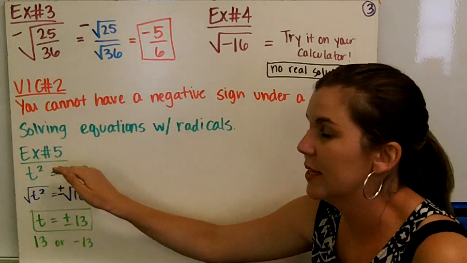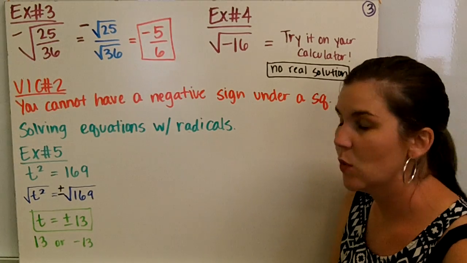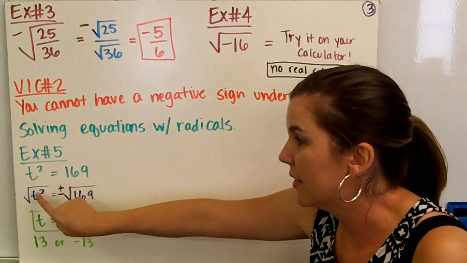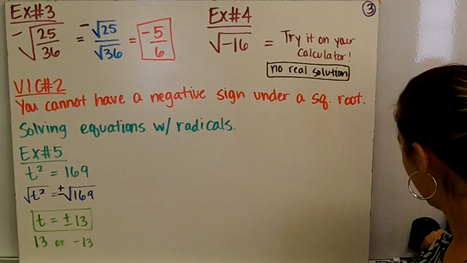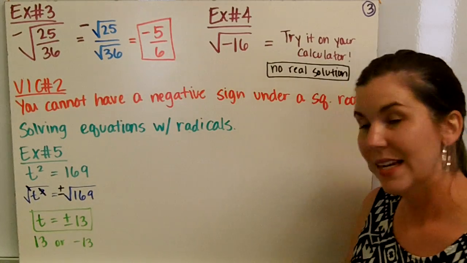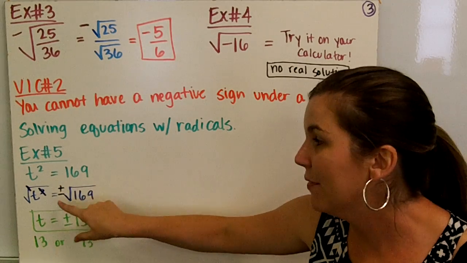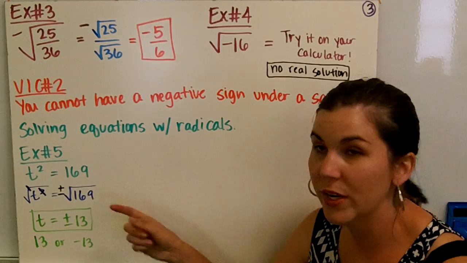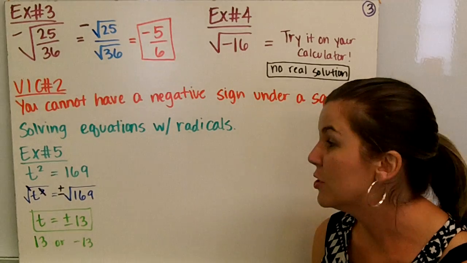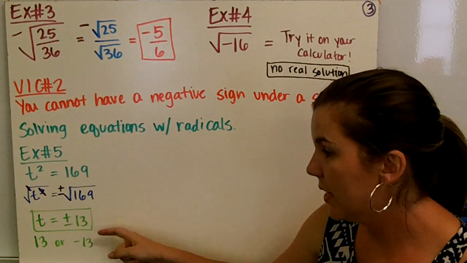Solving equations with radicals. Example number 5: t squared equals 169. I have something squared, and I know that the inverse operation of squared is square root. So you take the square root of both sides, and it will cause this exponent of 2 and that radical sign to disappear, and you're just left with t. When you take the square root of a number, you have to put plus or minus out front. From our list, the square root of 169 is 13. So I put plus or minus 13, which means t could be 13 or it could be negative 13. You can write your answer in either of these two forms.